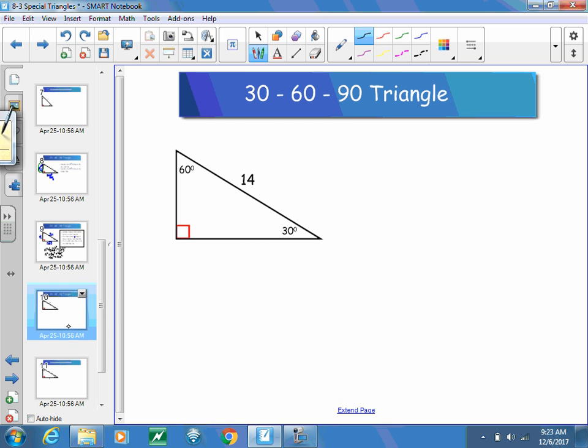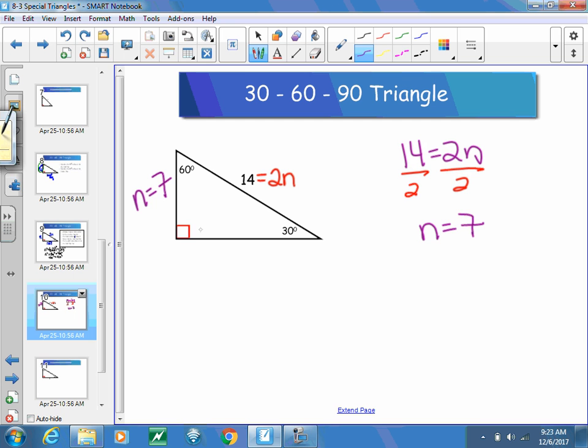So with an example, say I give you a 30, 60, 90 triangle here where your hypotenuse is 14. Well, that means that it's 2 times your shortest leg. So if 14 is equal to 2n, you could go ahead and divide both sides by 2, and n is equal to 7. So your shortest leg here would have to be 7. Your longest leg is going to be n square roots of 3, so therefore it would be 7 square roots of 3 for your longest leg.